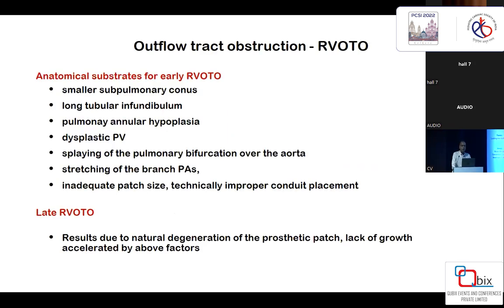Now, in outflow tract obstruction on the right side, there are a lot of anatomical substrates which give rise to problems: a small subpulmonary conus, long tubular infundibulum, pulmonary annular hypoplasia, dysplastic pulmonary ventricle and pulmonary valve, splaying of the pulmonary bifurcation of the aorta when you are doing a root translocation, stretching of the branch pulmonary arteries, inadequate patch size, technically improper conduit placement if at all we are using it. Late RVOT obstruction basically is accelerated by these factors in the late postoperative course.